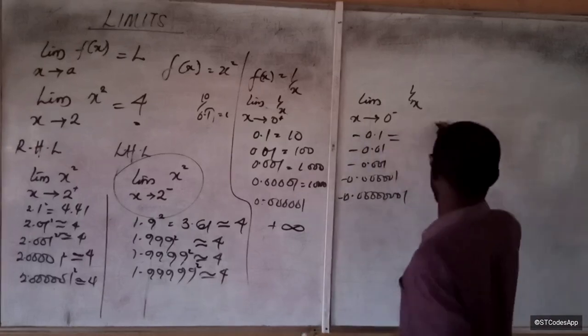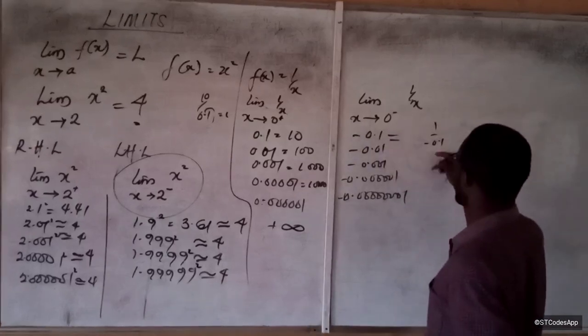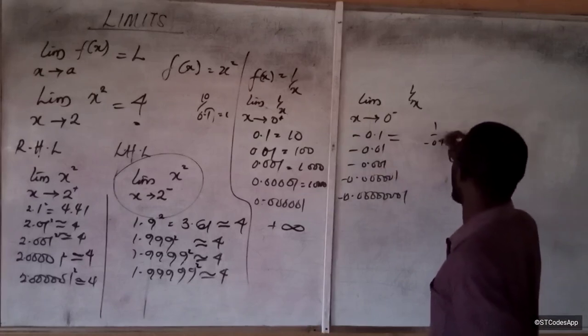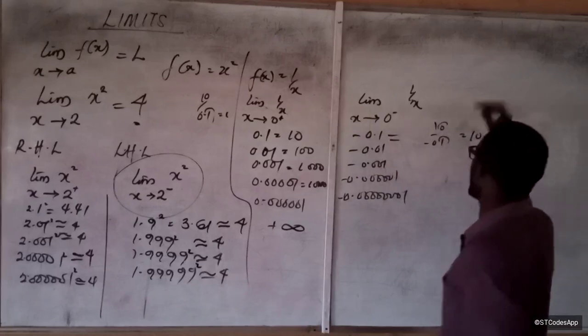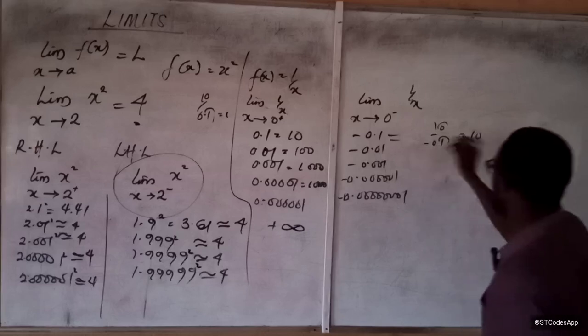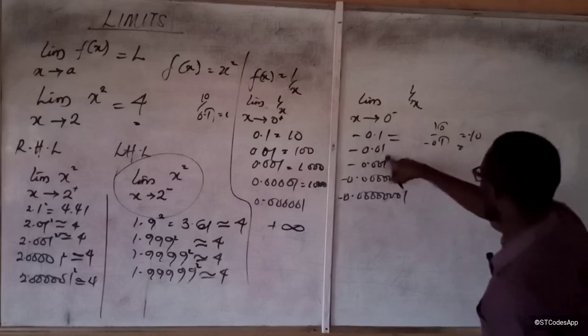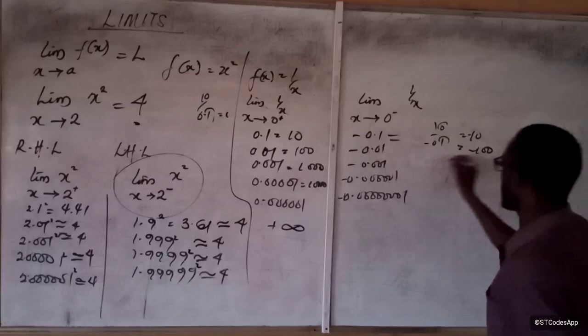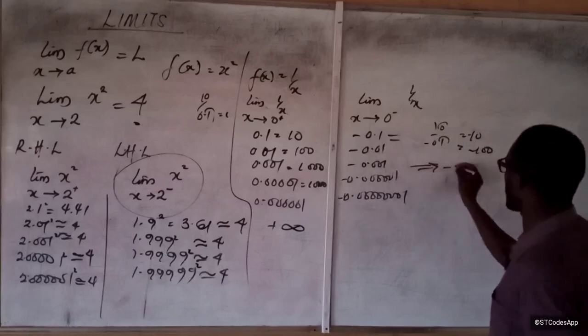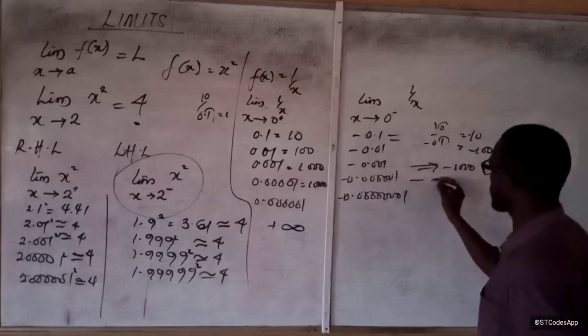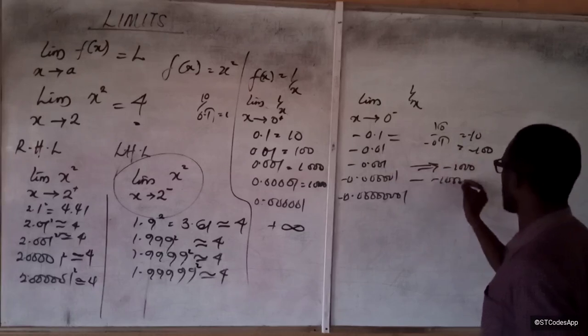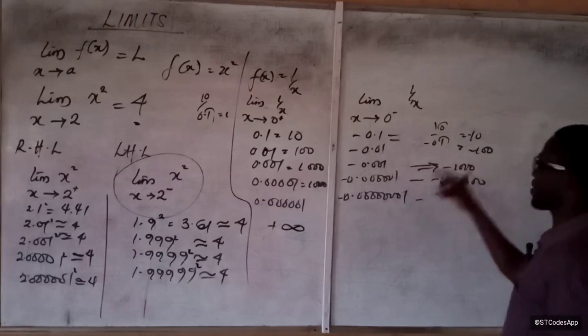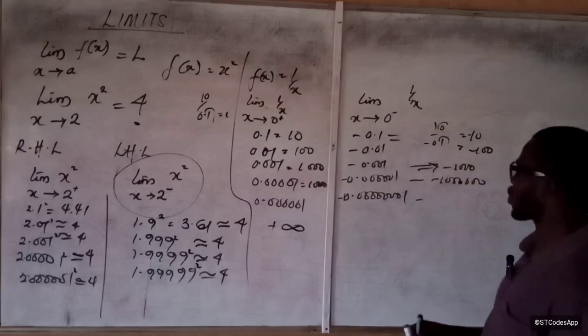The same thing is going to apply. We're going to have 1 over minus 0.1, and then we have 10 here. But because of the negative, it's going to be negative 10. Definitely here it will be negative 100. Here will be negative 1,000. Here will be negative 100,000 or even a million. Here negative 10 million and so on and so forth. So what did you notice?